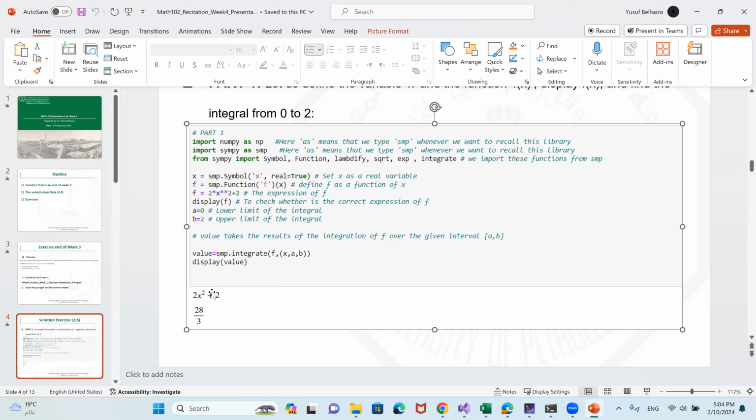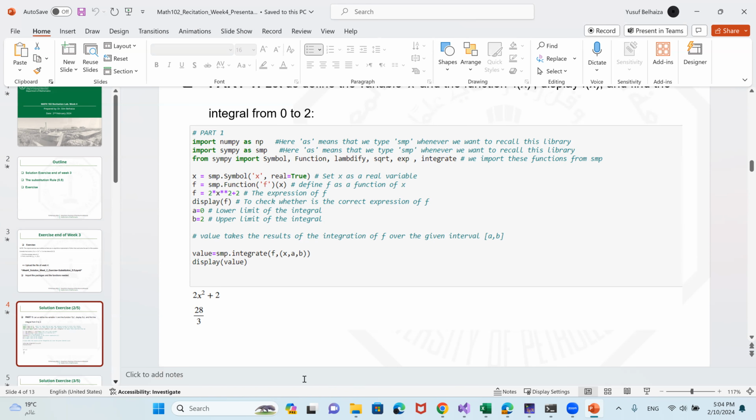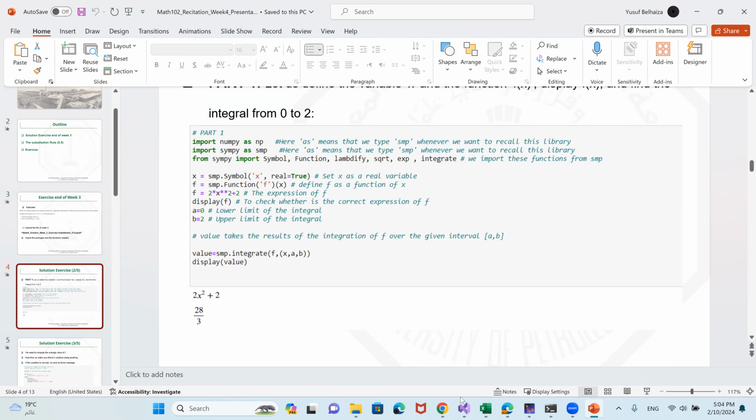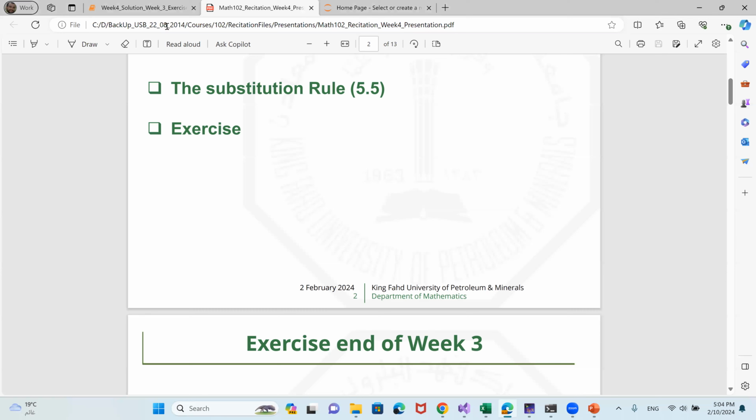Of course, the antiderivative of 2x squared plus 2x is going to be a cubic function, and we will evaluate it from 0 to 2. The final outcome here would be 28 over 3. So after this, and this is exactly what is done here, by the way, in the Python file. So here we go.